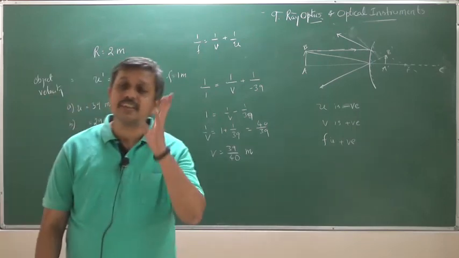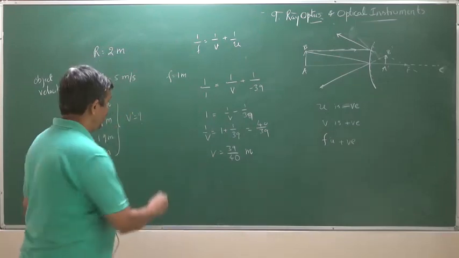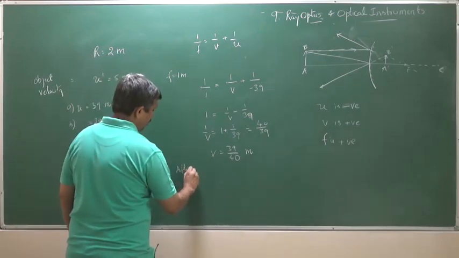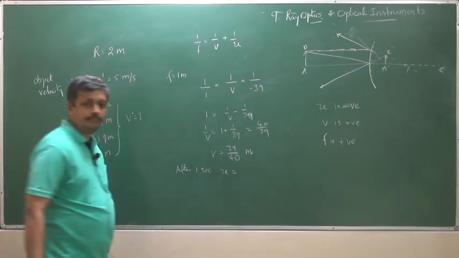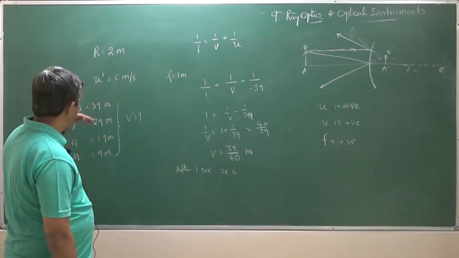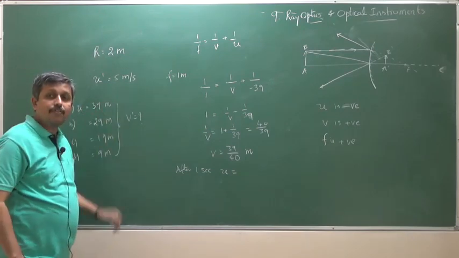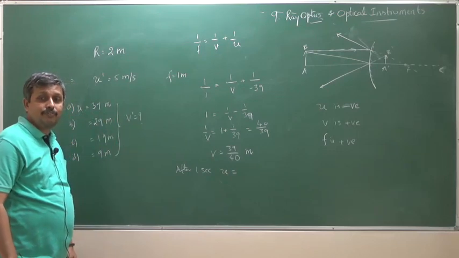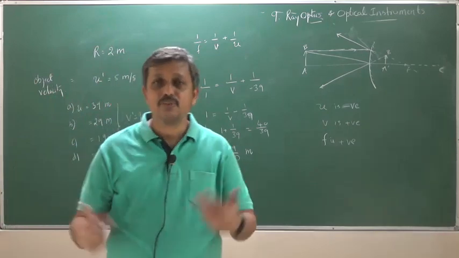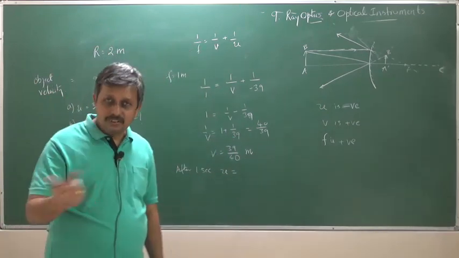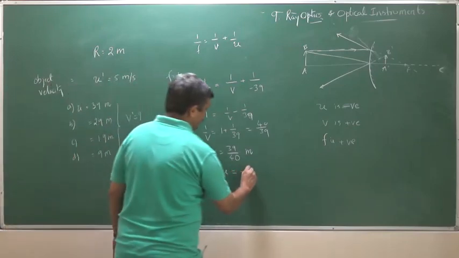Now, after 1 second, u will be equal to what? u was 39 meters and it is going at a speed of 5 meter per second. So after 1 second, what will be the value of u? If it is coming towards us or going away from us, as it is coming towards us, that's been told, so it will reduce. So 39 will become 34, u will become minus 34.